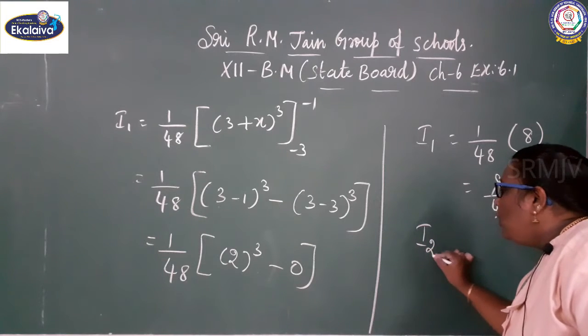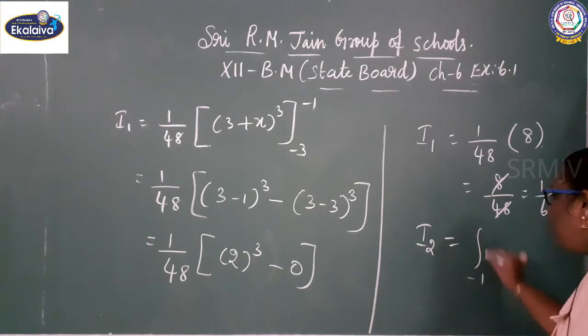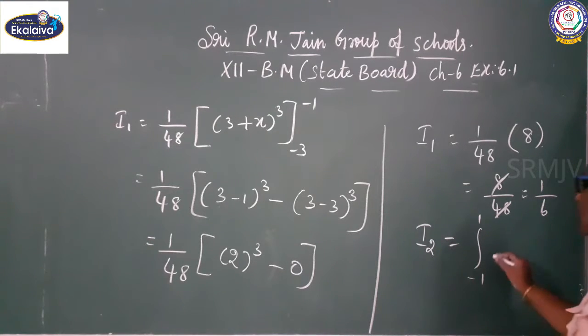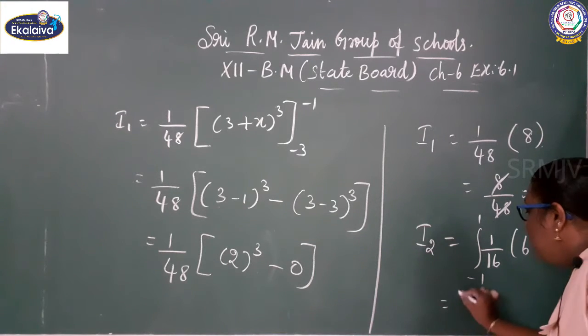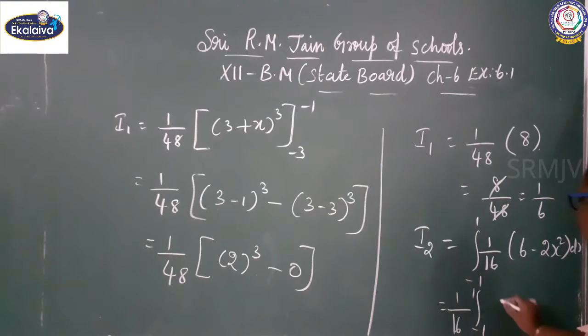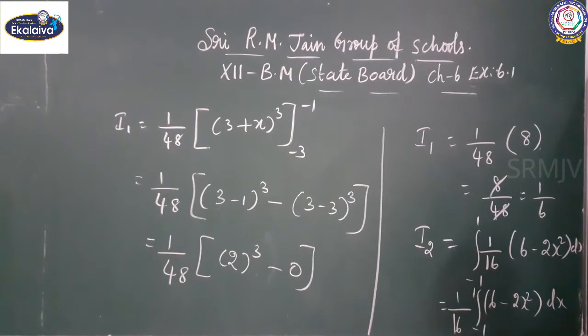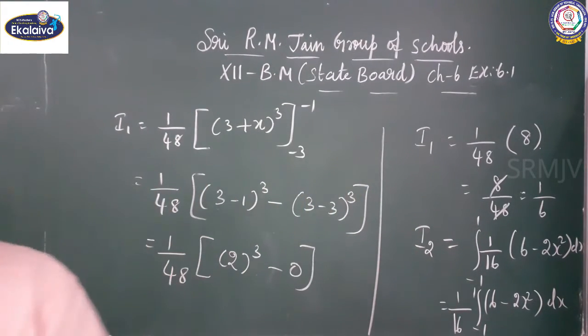Now we move on to I2. What is the value of I2? Integral minus 1 to 1, 1 by 16 into 6 minus 2x square into dx. 1 by 16 you can take it out. Integral minus 1 to 1, 6 minus 2x square into dx.